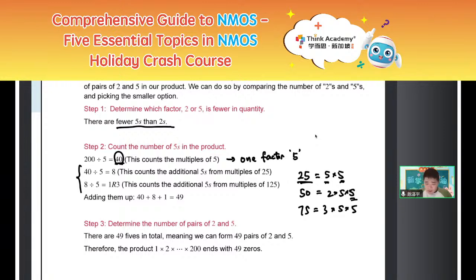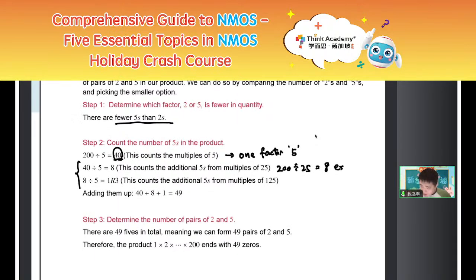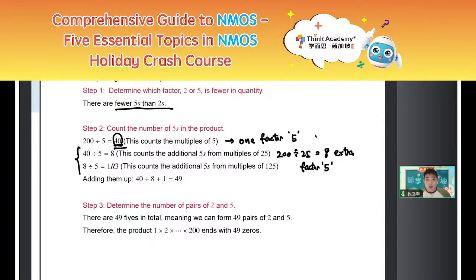Okay. Here what we did is 40 divided by 5, but also you can use 200 divided by 25. You'll see that this equals 8. That means we have 8 multiples of 25, which will give us 8 extra factors of 5. So originally we already had 40, but now we have 8 extra, so we need to add 8. But we're not done.